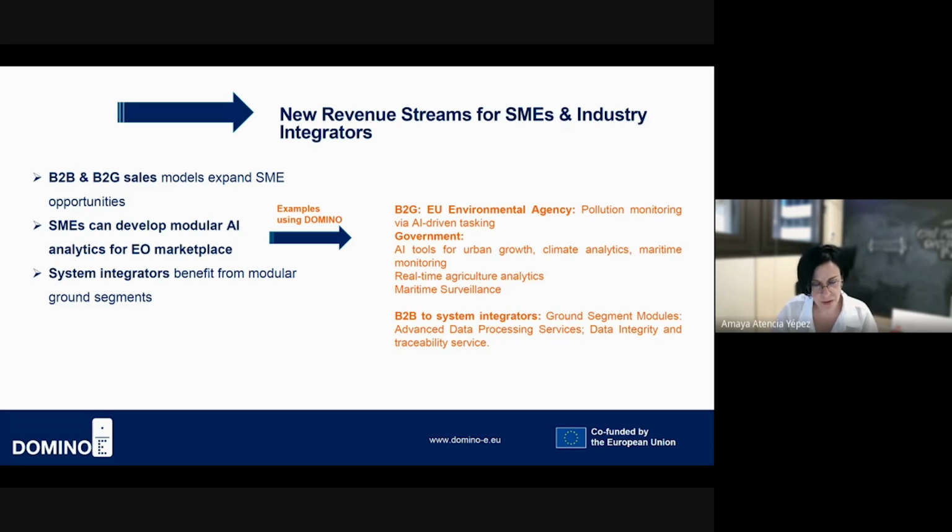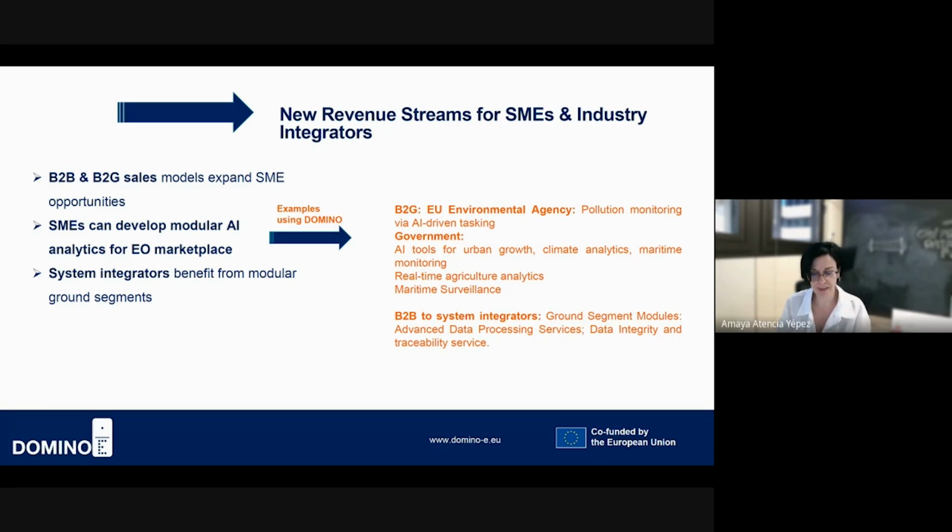This is an opportunity also for the SMEs to partner with system integrators. Instead of operating independently, they could collaborate with these companies to develop AI automation solutions, for example, for multi-mission scheduling, or offer custom analytics to clients by using the operator integrators' services.